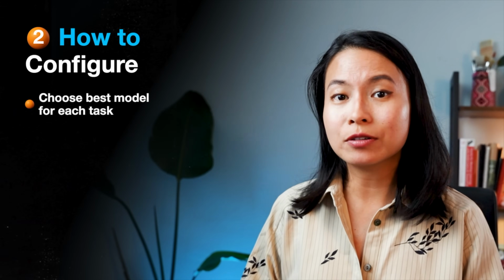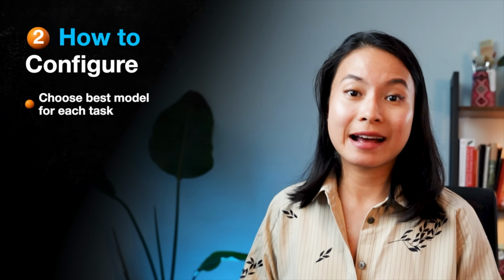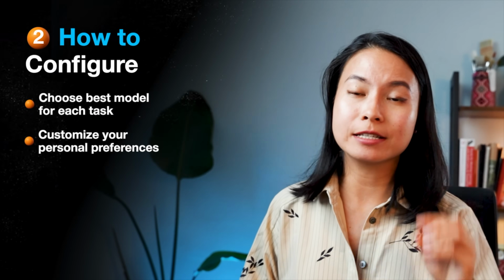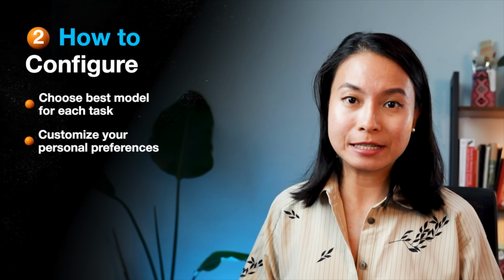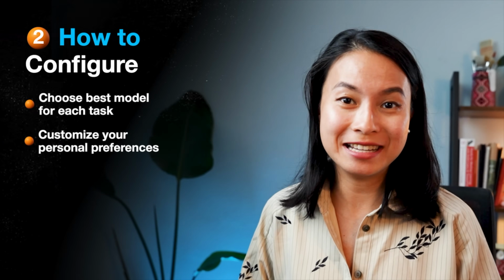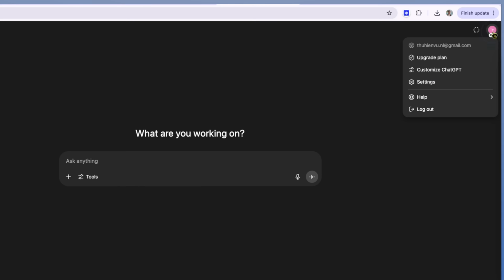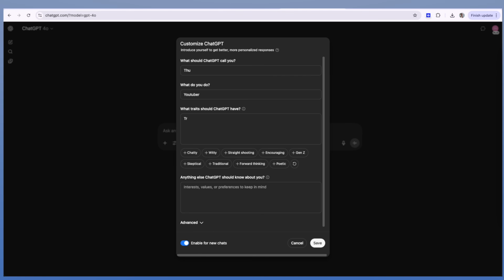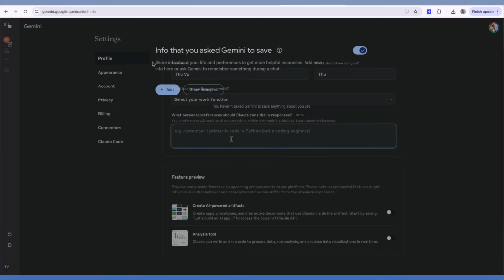You can also go to settings in ChatGPT, Claude, and Gemini and customize your personal preferences for the chatbot. This can help you get more helpful responses. I personally keep things minimum. I don't like sharing my life details with ChatGPT, for example, but if you're into that, you can configure some details about you, your preferences, etc. And you can do the same for Claude and Gemini.